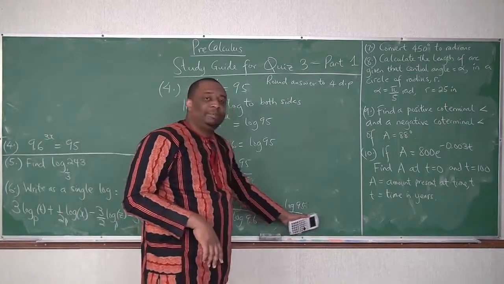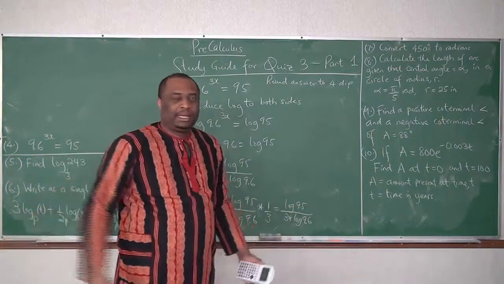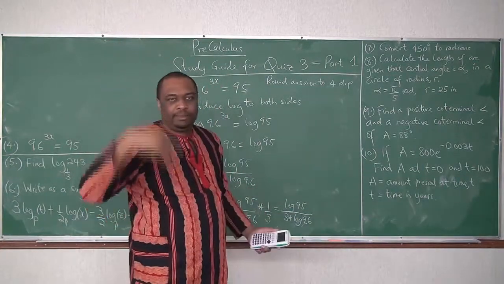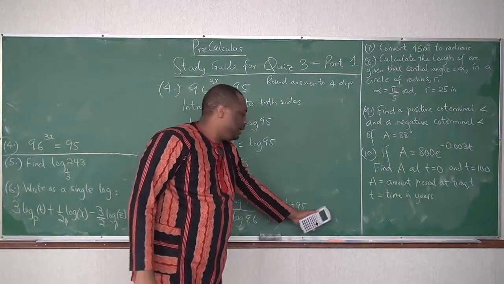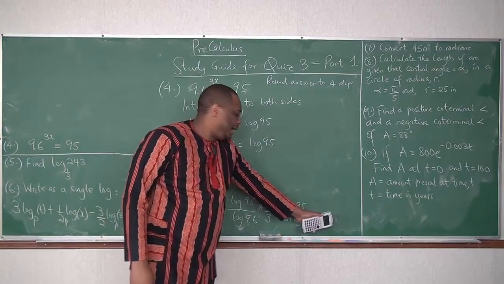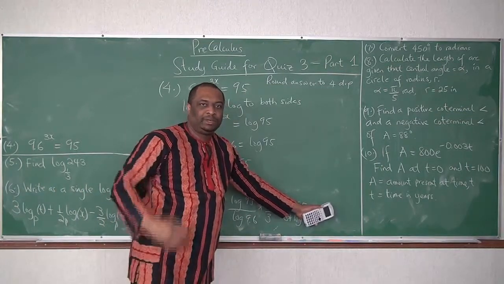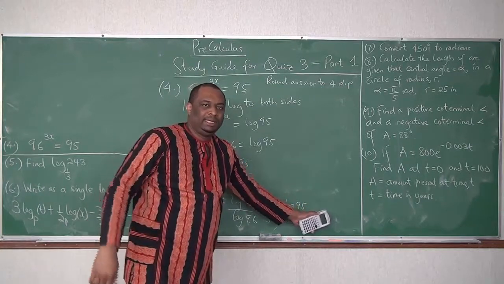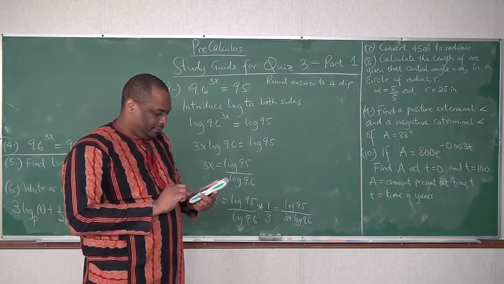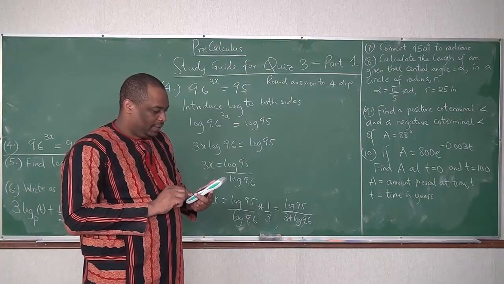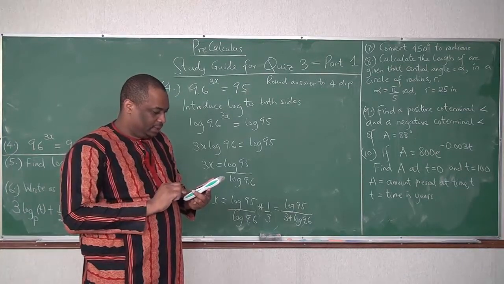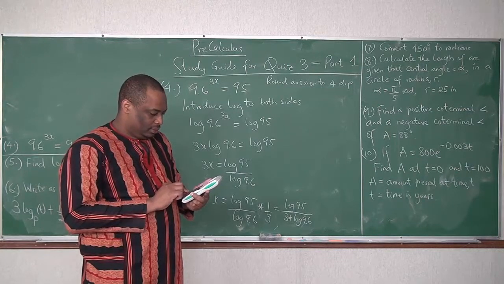First of all, do 3 times log 9.6, keep your answer. Then do log 95, keep your answer, and then you divide. You divide your answer at the numerator by your answer at the denominator. Now I do log 95 equal to this, divided by, I'm just going to shift answer.